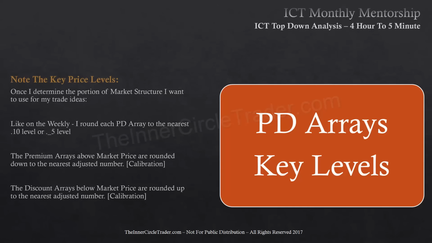Okay, then I note the key price levels. Now, once I determine a portion of market structure I want to use for my trade ideas, in other words, I'm defining a range. Either I'm going to operate as internal range liquidity or I'm going to be working off external range liquidity. I calibrate those levels from the PD array matrix to the nearest 10 level or 5 level. And we've already seen this slide 3 other times, so I'm not going to go into great detail.